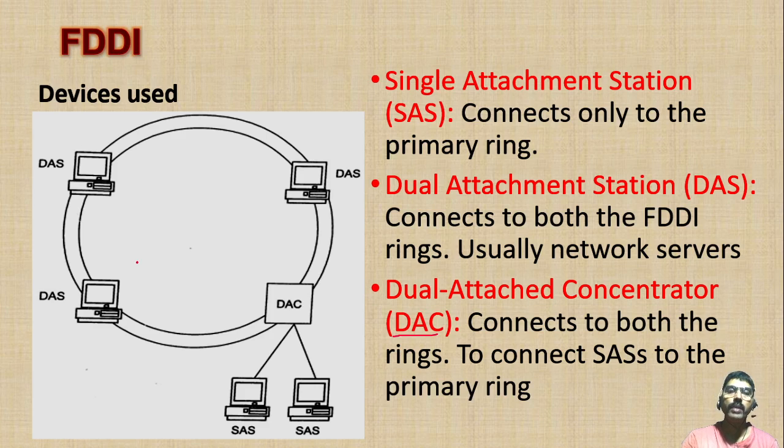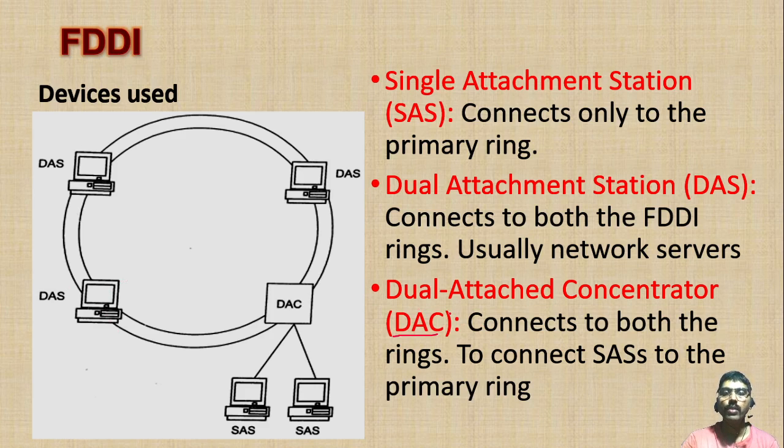The second type of device is called dual attachment station. Here these devices connect both of the FDDI rings. Both rings are connected to this DAS. These are actually the network servers or some devices which are monitoring. If these devices are not working, then the ring may be broken. An alternative ring, or some logical ring, has to be created if any DAS failure occurs.